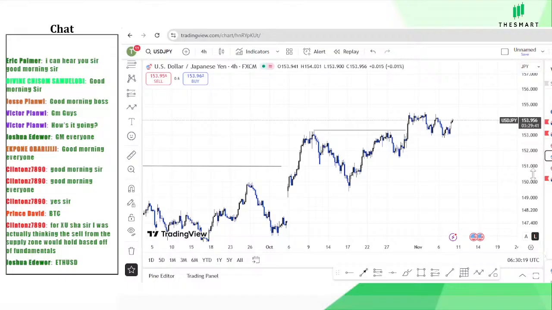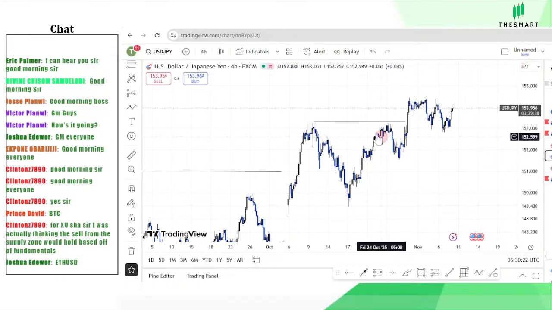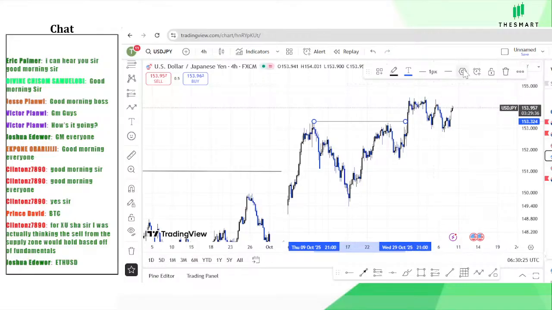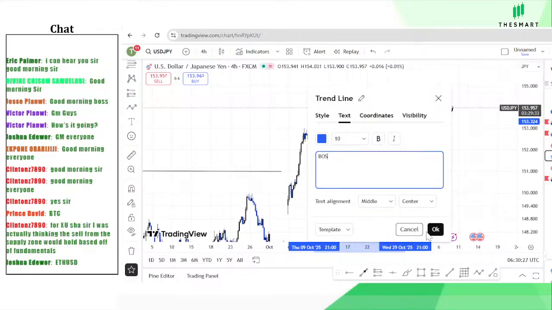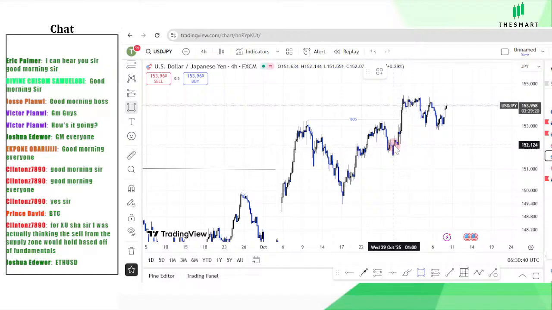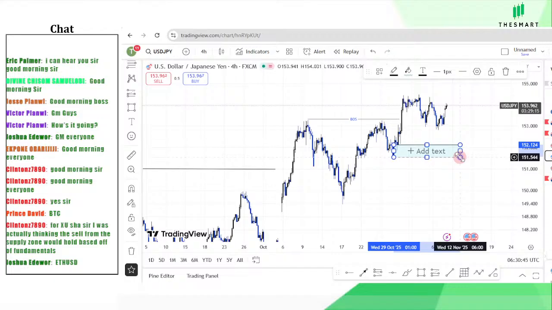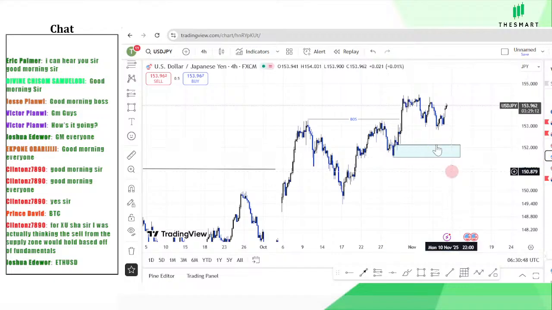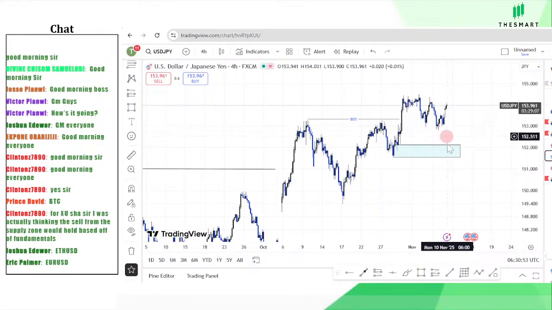Alright, so this on 4 hours, this is what we have. Let's label this our break of structure. This is what we have, our break of structure. And where is the current order block we should be looking for price to actually come back into? This is the zone on 4 hours here. We have this zone. We have this zone here. And we can see market has already created all of this liquidity for us, but price is yet to actually tap into this.